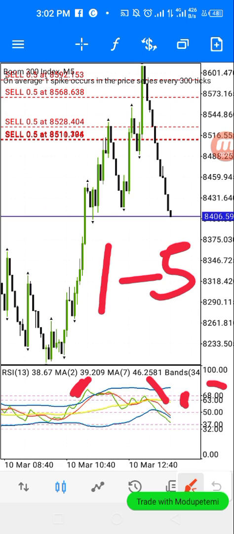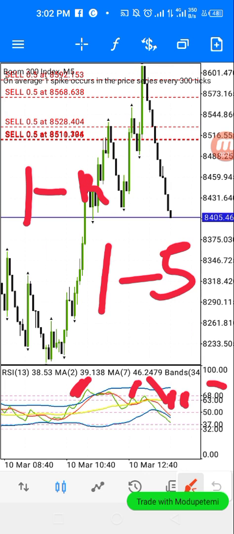The same thing is applicable to all. You just need to comprise the rule. So the first rule is that you wait for your green moving average, which is our RSI moving average, to be outside the volatility band. The blue is our volatility band.